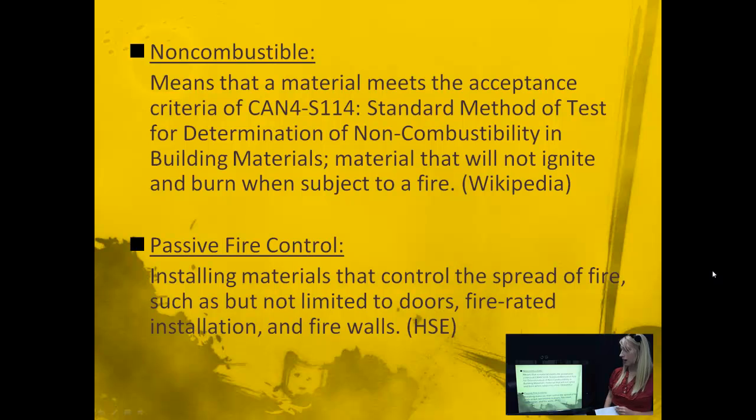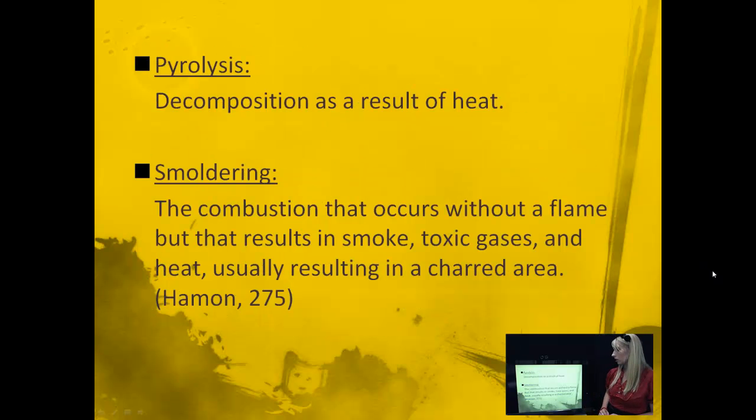The next one is passive fire control, and this means it's installing materials that control the spread of fire, such as, but not limited to, doors, fire-rated insulation, and fire walls. And the next one is pyrolysis, and it's the decomposition as a result of heat.